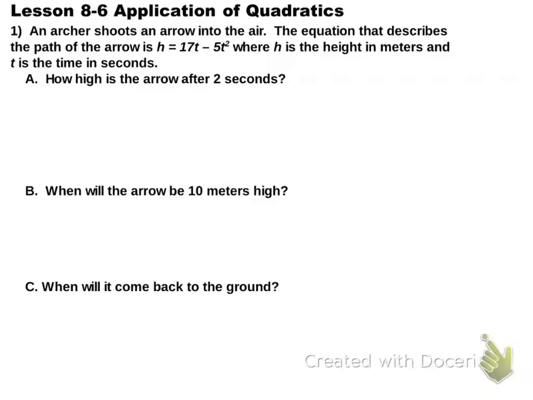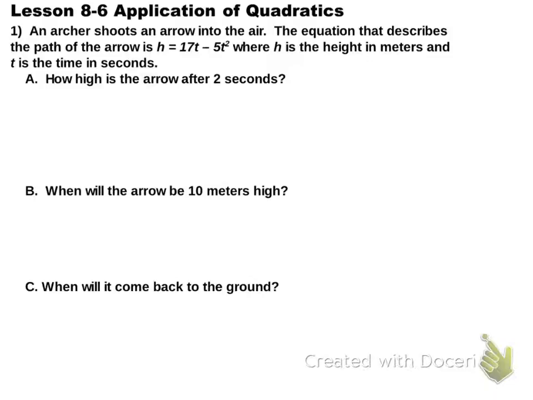We have an archer that shoots an arrow into the air. For those of you that have taken archery before, you'll know how that works. It says the equation that describes the path of the arrow is h equals 17t minus 5t squared, where h is the height in meters and t is the time in seconds. To my knowledge right now, I don't think you would ever have to come up with that. I think that's going to be given to you. I could be wrong, but that's where I think.